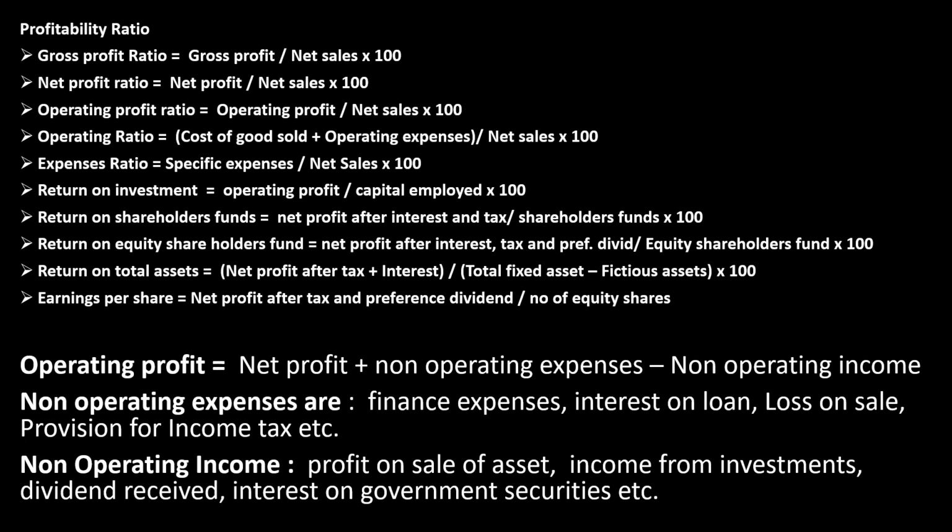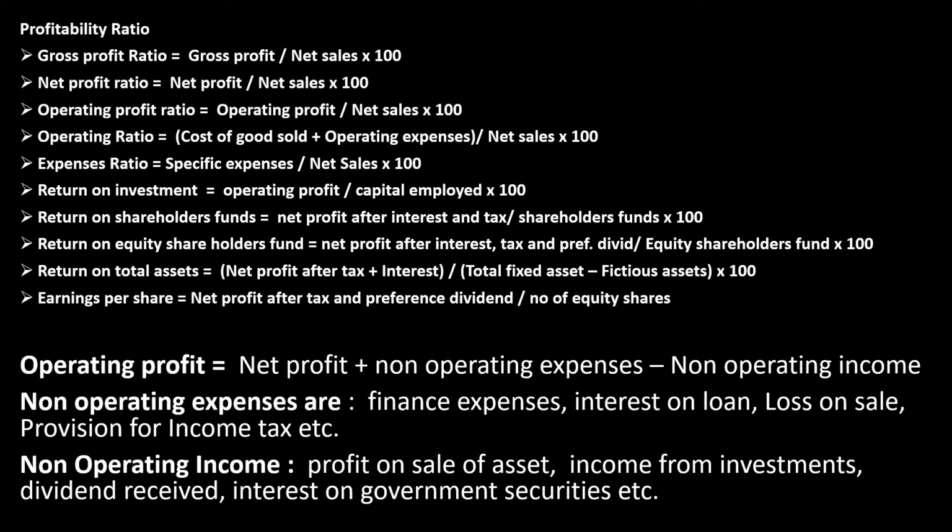Operating profit ratio. For operating profit ratio, the formula will be operating profit divided by net sales into 100. For finding operating profit, the formula is given here in the last few lines. Operating profit is equal to net profit add non-operating expenses minus non-operating income. The list of non-operating expenses is also given below that: finance expenses, interest on loan, loss on sale, provision for income tax, etc. So these are your non-operating expenses.